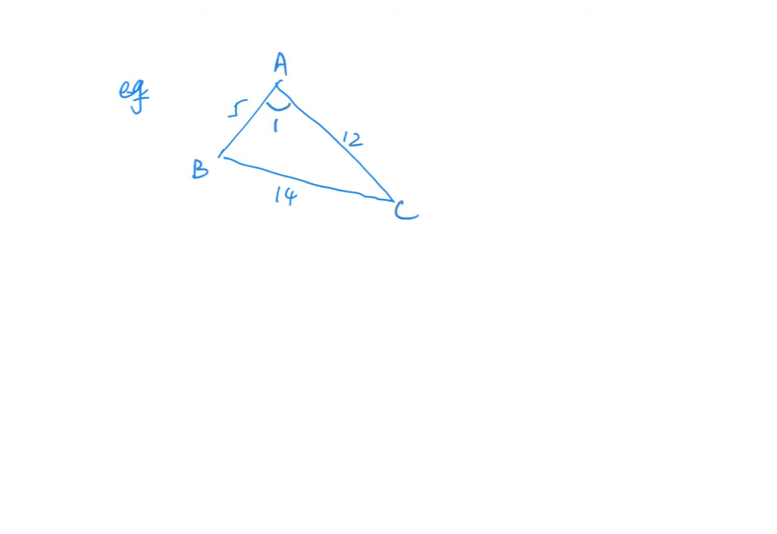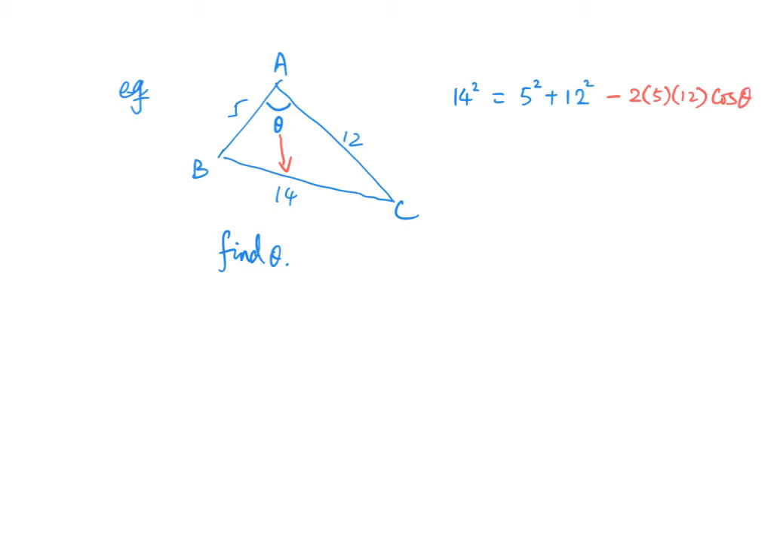So I want to find angle A. Let me just name it as theta. So I want to find theta. How to do it? First of all, we take a look at the angle and also the opposite side of the angle, which is 14. So you make 14 squared equal to the other two sides, 5 squared plus 12 squared, and then subtract 2 times 5 times 12 times cosine theta.